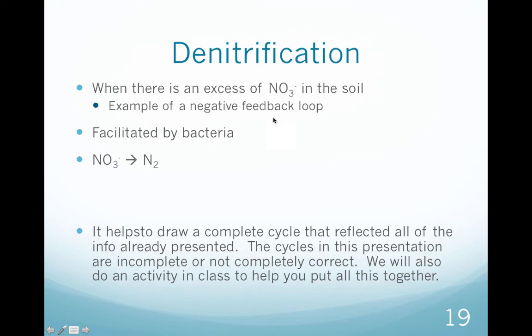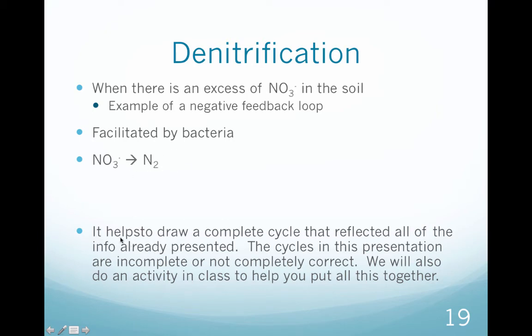It is an example of a negative feedback loop. You have a lot of NO3-, lots of bacteria breed and do what they need to do. When the NO3- disappears, the bacteria die off, and there you go. Negative feedback loop. You go from NO3- back to atmospheric nitrogen.